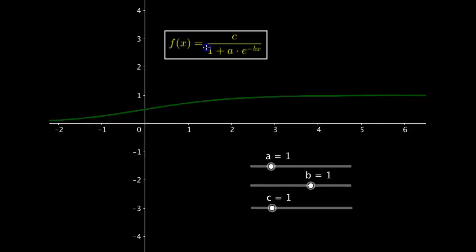The logistic function is nothing but a sigmoid function. It outputs a number between 0 and 1 if the numerator c is 1. For logistic regression, the numerator c is always 1.